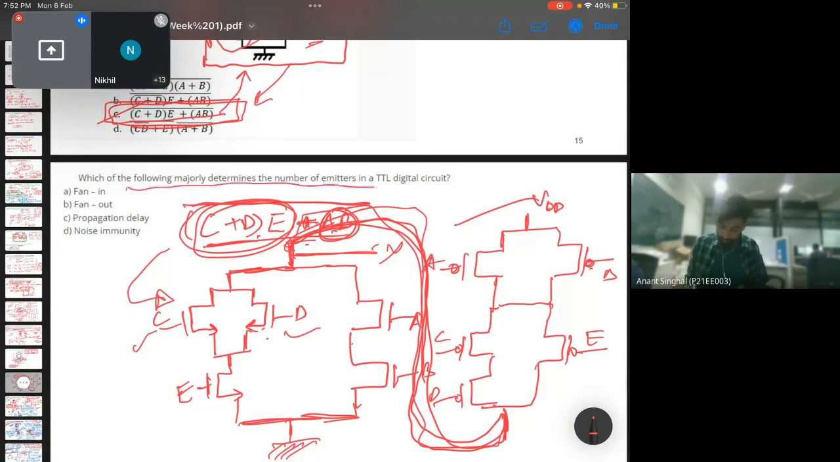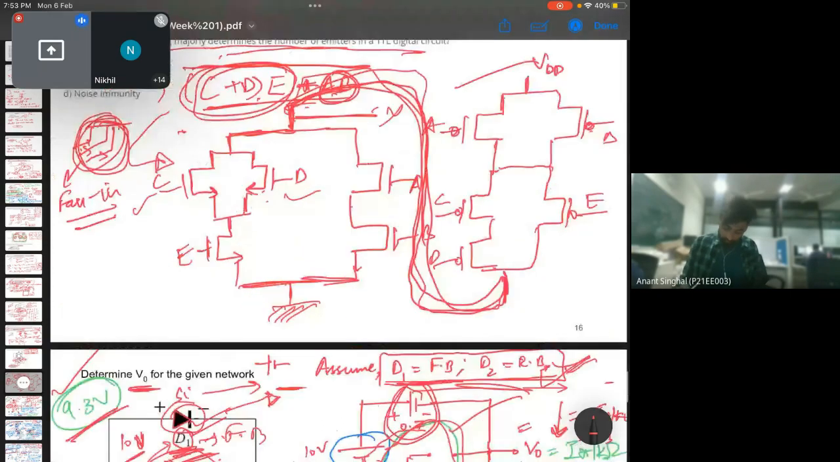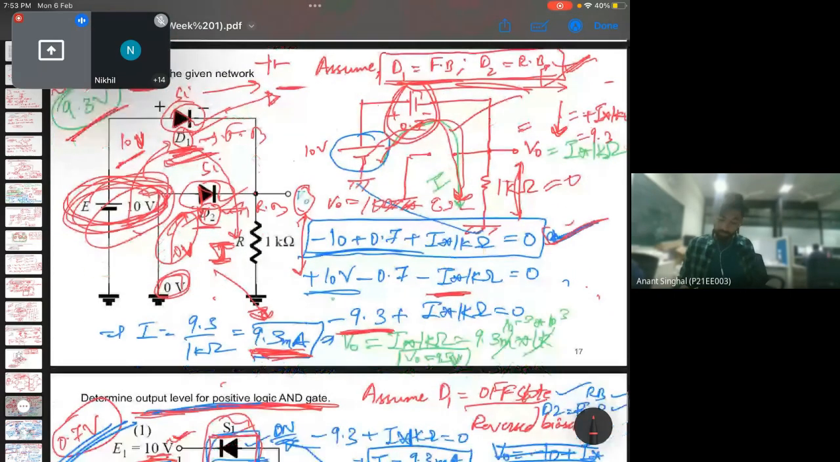Okay, I guess I missed this question: which of the following majorly determines the number of emitters. In TTL you might already know that all the inputs are applied; it is a multi-emitter circuit. So the number of input gates that we have determines the number of emitters in the TTL. This is nothing but fan in. Fan in is the inputs, and fan out is the number of outputs that can be driven using those inputs. Sorry for missing this question.